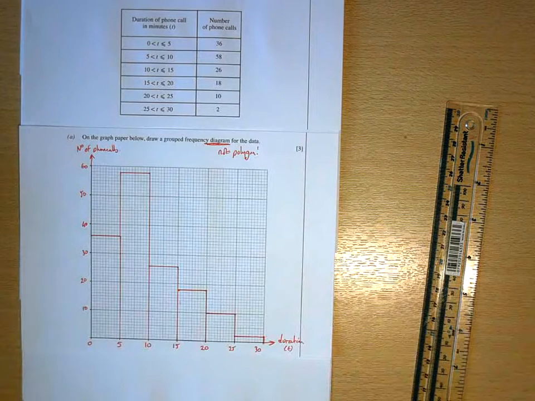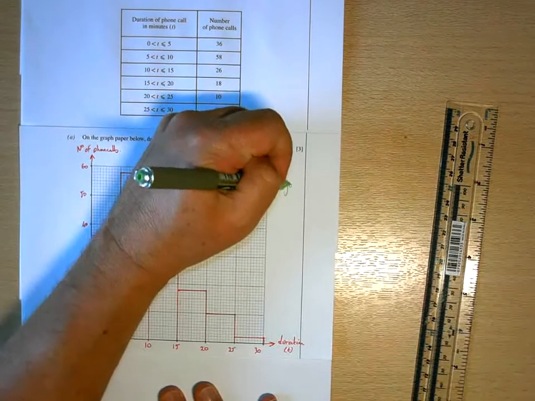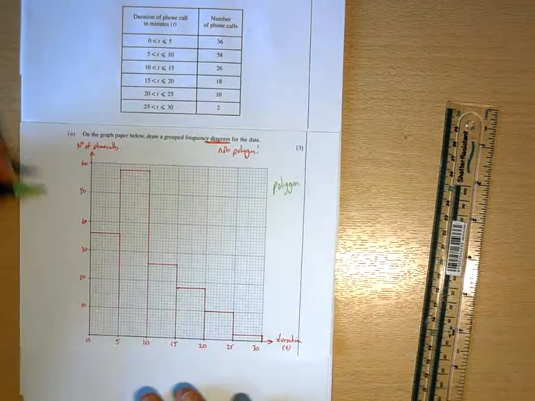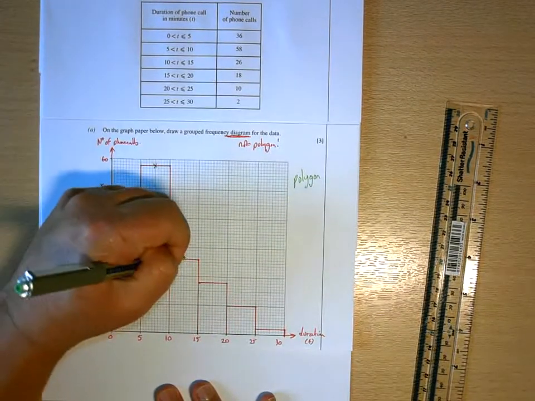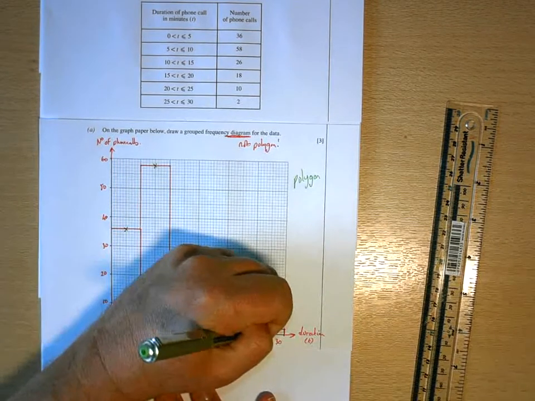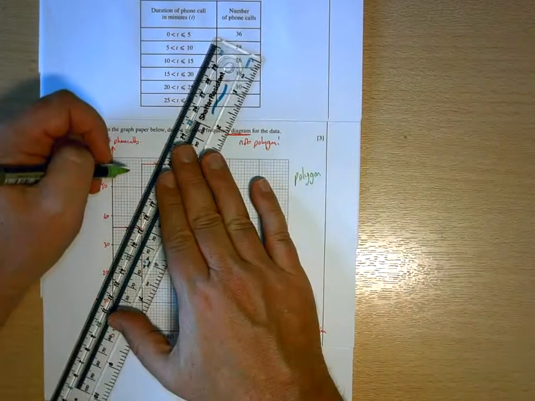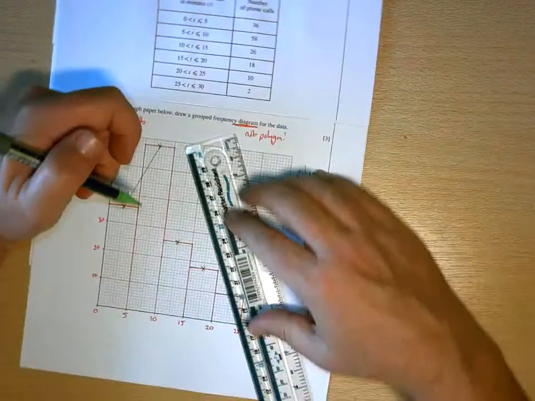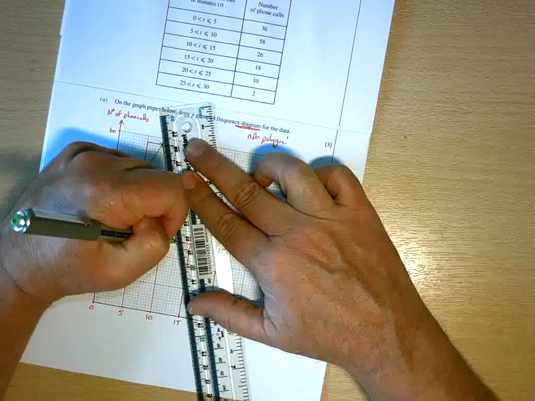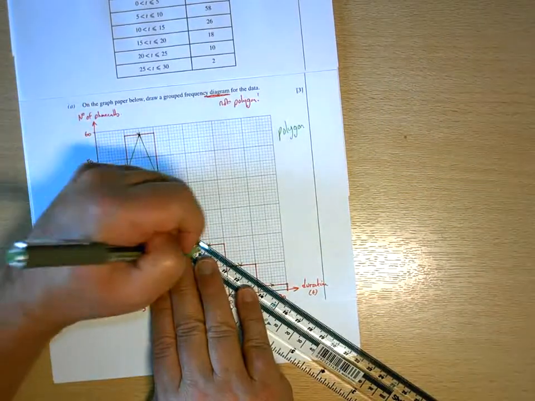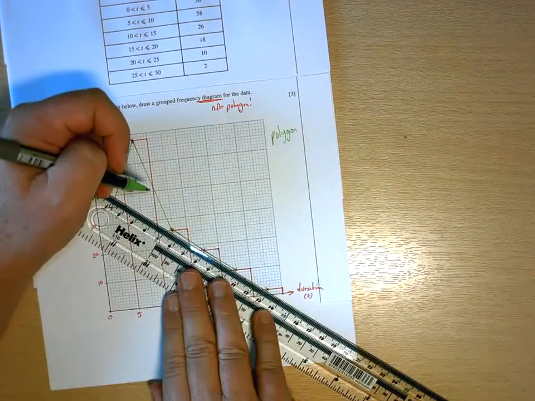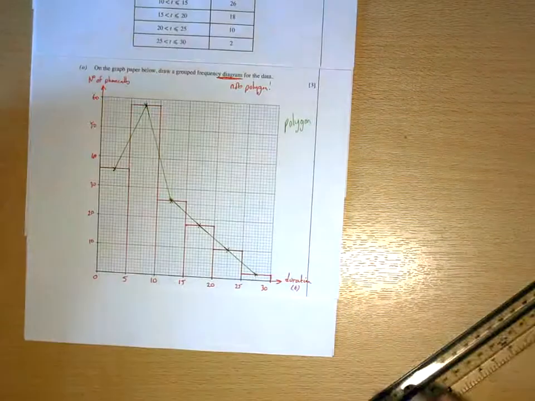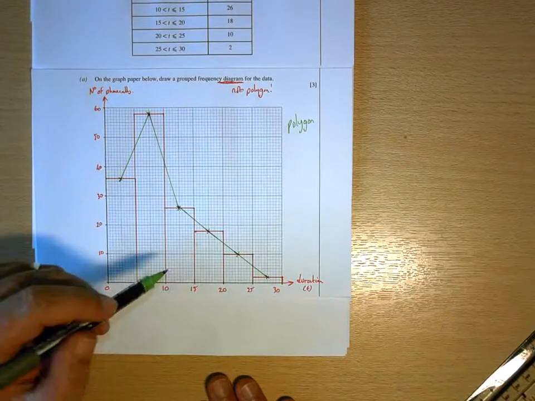If that question had asked for a polygon, I'll draw the polygon in a different colour. So I'll do that one in green. What would have happened then is we wouldn't have drawn the bars, and at the midpoints of these heights we would have drawn the connected lines. So that's what the frequency polygon would have looked like.